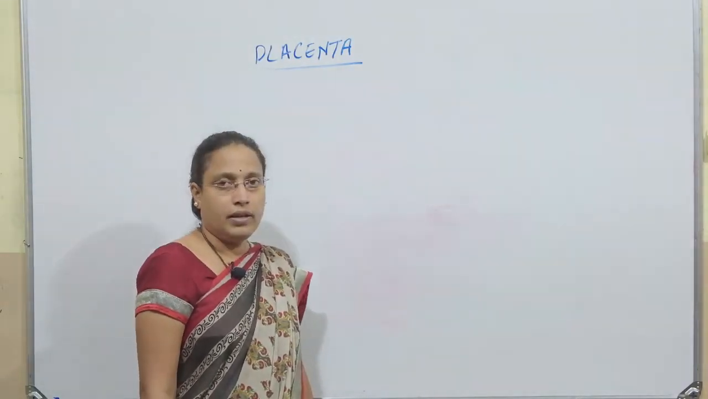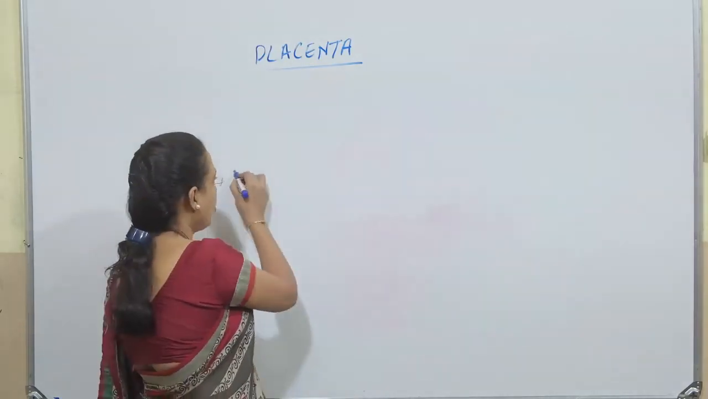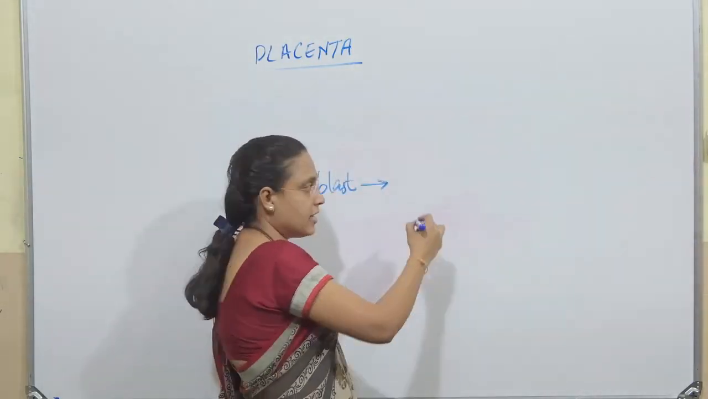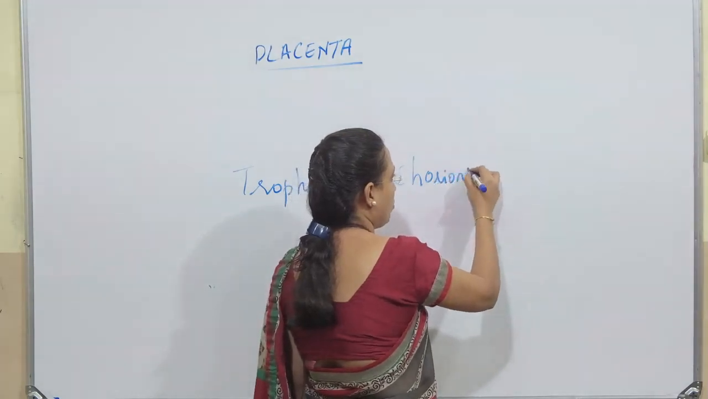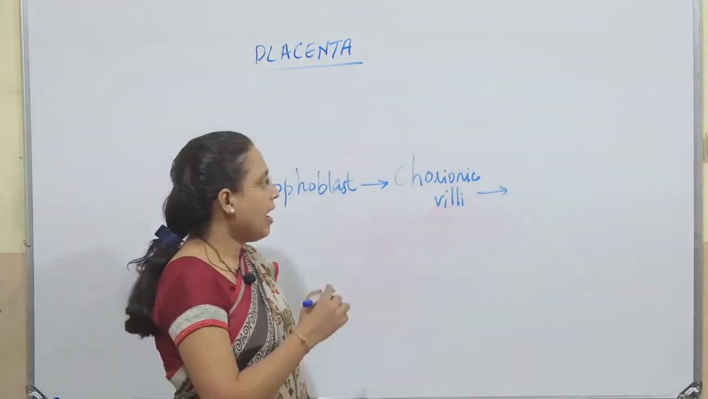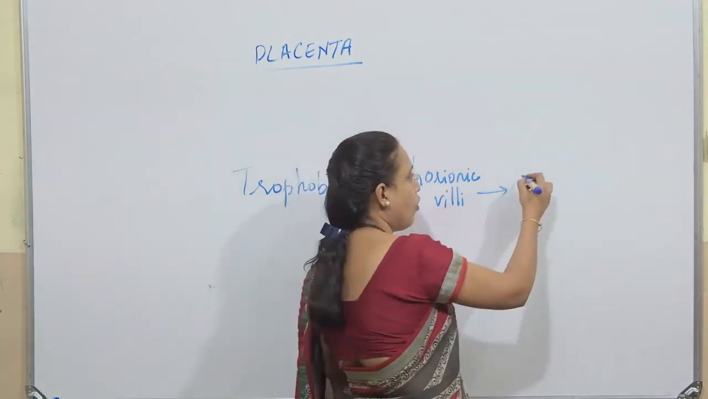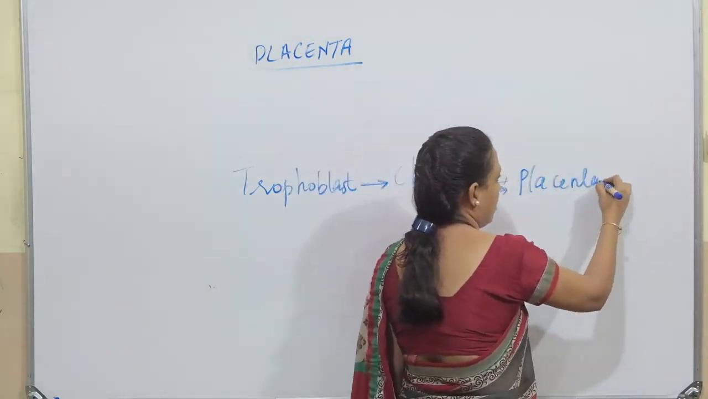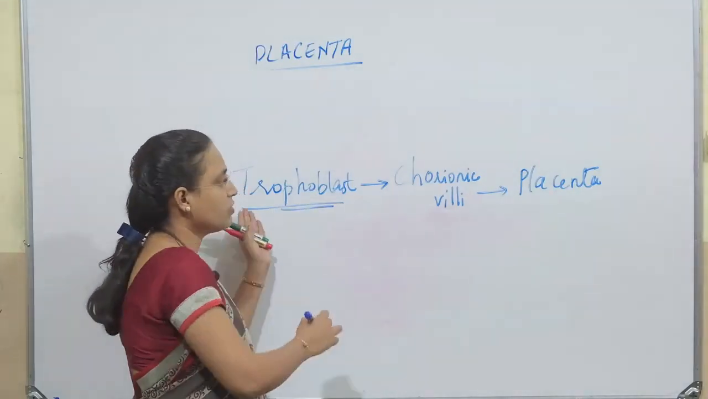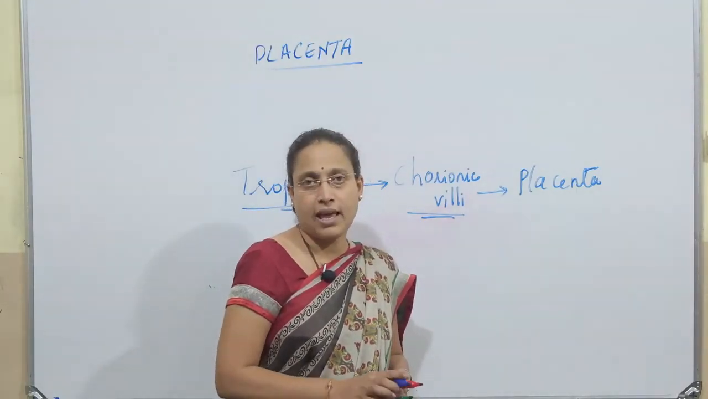So, if you start recollecting, the blastocyst had a layer called trophoblast, and that trophoblast itself will give rise to chorionic villi, and further the same chorionic villi will invade into the decidua basalis and then form the placenta. So you will come to know that the contributor from the embryo side for the placenta is the trophoblast, which will develop into the chorion, whereas the contributor from the maternal side will be the decidua basalis.